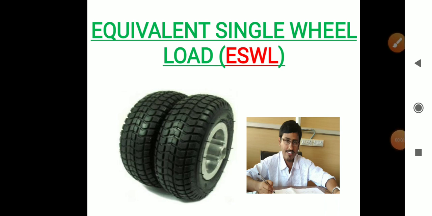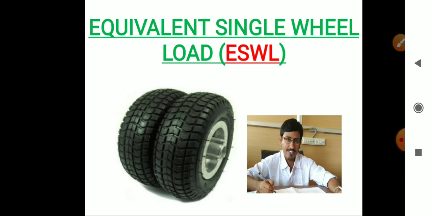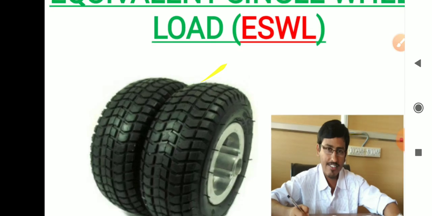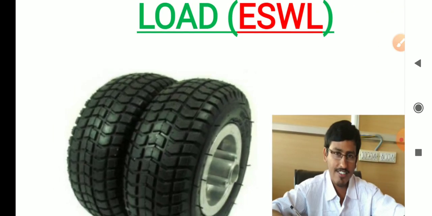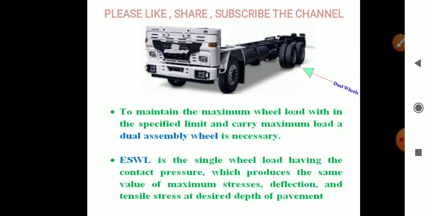Hello everyone. Today I am explaining equivalent single wheel load, that is ESWL. Here we are considering a rear axle of dual wheel. So this is the dual wheel. In vehicles, two axles will be there: one is the front axle, another one is the rear axle. We will be considering the rear axle of dual wheel for explaining equivalent single wheel load.